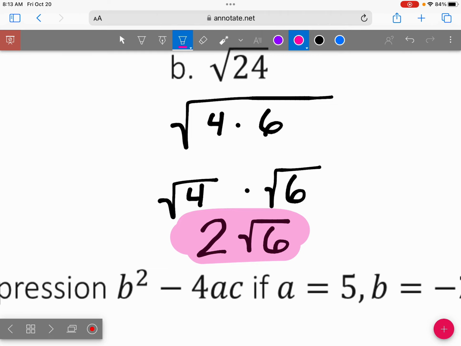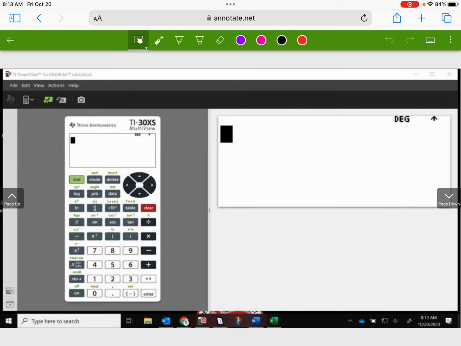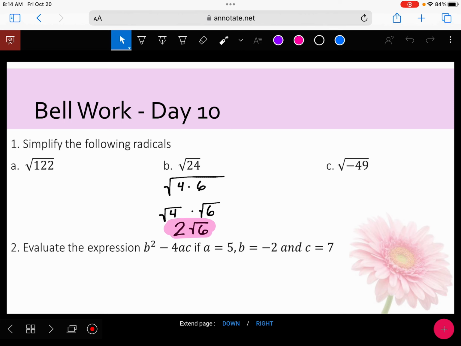We can also check it by going to our very, very bestest friend, the yellow calculator. And we can do the square root of 24. And it'll give us 2 square root of 6. It'll simplify it for us. So the yellow calculator is going to be a very, very lovely friend of ours.